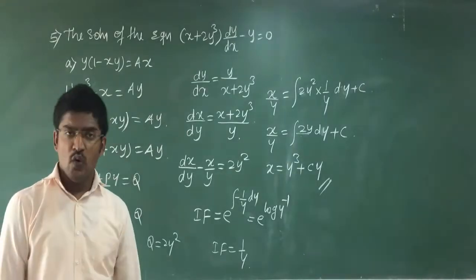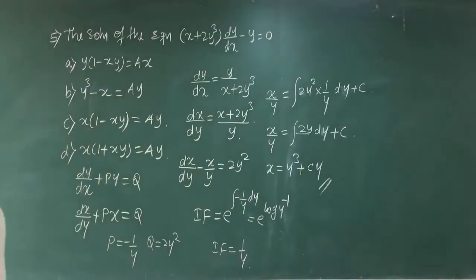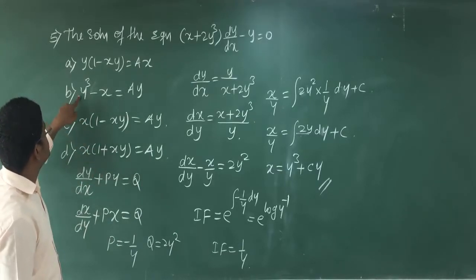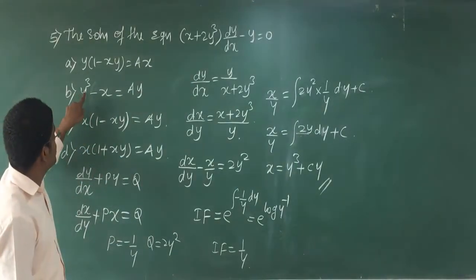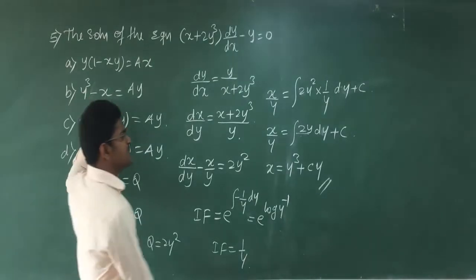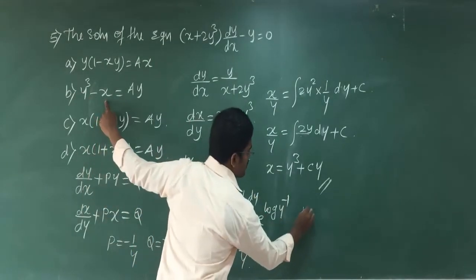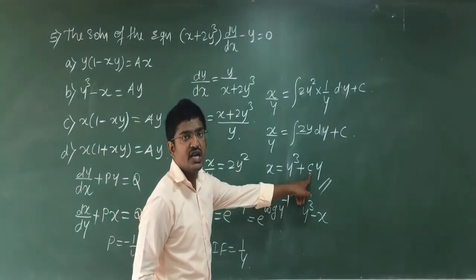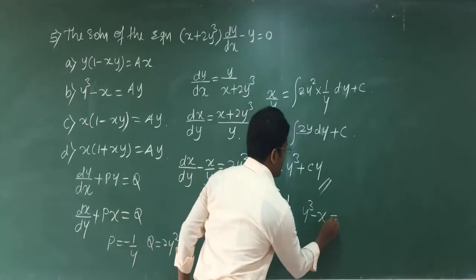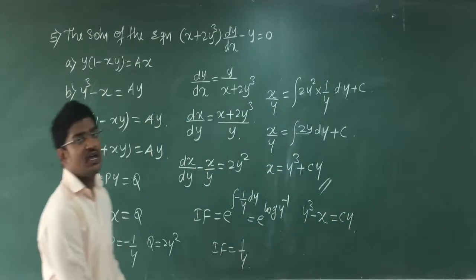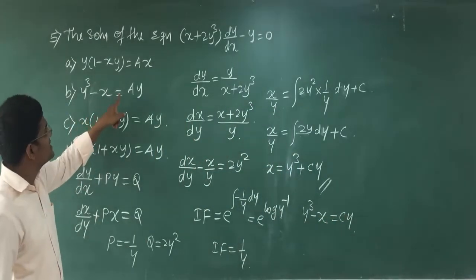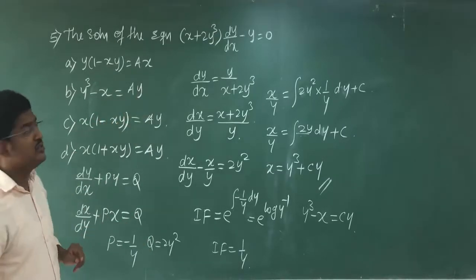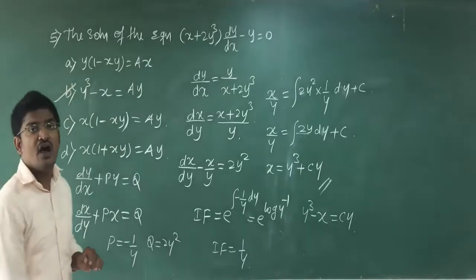Clear? So see in your options, the y cube term is present in option B. Option B is y cube minus x, which means they have taken minus x on that side. C is a constant, no problem, it can be written anywhere. So y cube minus x equals a y, where a is nothing but our c. So option B is the correct answer.